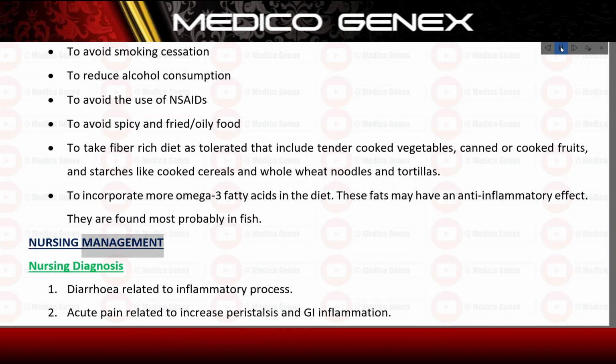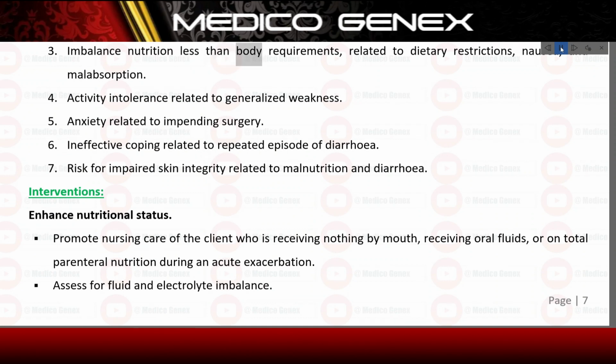Nursing management. Nursing diagnosis. Diarrhea related to inflammatory process. Acute pain related to increased peristalsis and GI inflammation. Imbalanced nutrition less than body requirements, related to dietary restrictions, nausea, and malabsorption. Activity intolerance related to generalized weakness. Anxiety related to impending surgery. Ineffective coping related to repeated episodes of diarrhea. Risk for impaired skin integrity related to malnutrition and diarrhea.